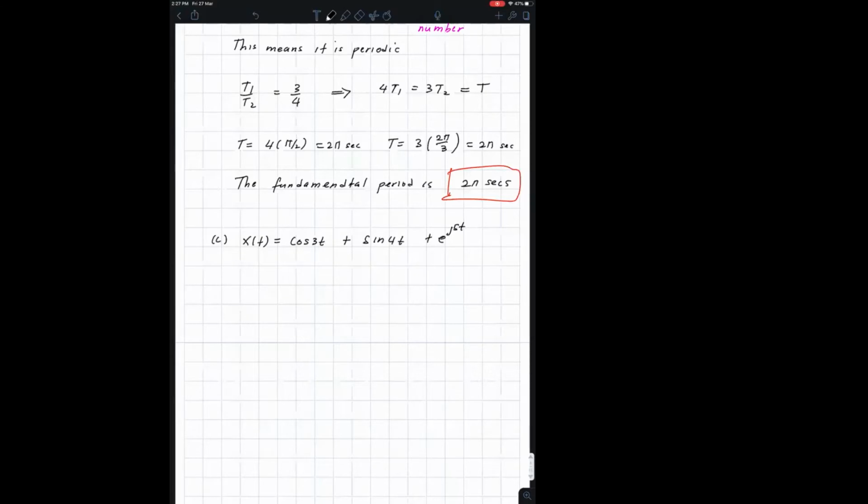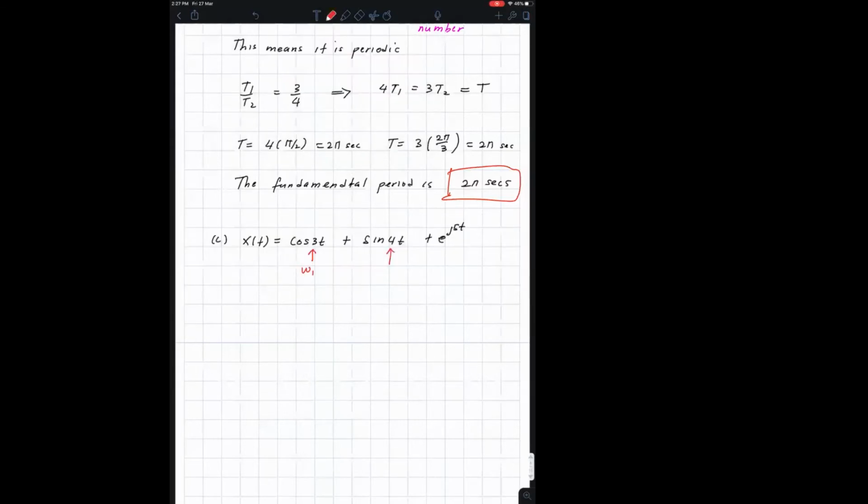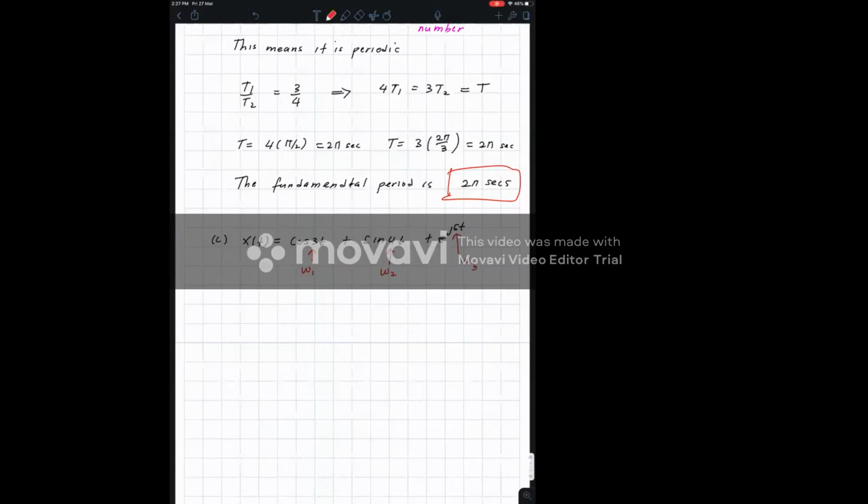So you have a signal that is composed of 3 other signals of different frequency, omega 1. Whichever number is multiplied to t is the frequency in radians per second. Again, you can identify the frequency here. It's omega 3. Okay? All right?